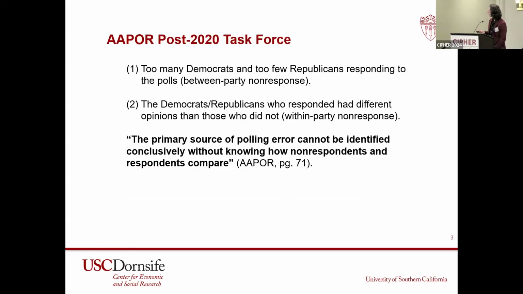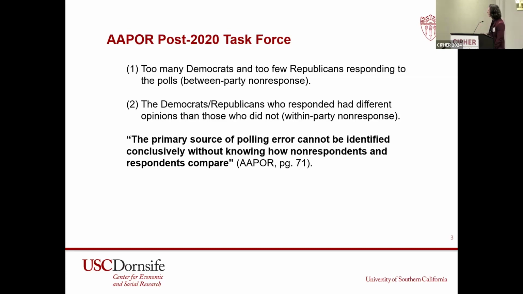Now, AAPOR put together a post-2020 task force to look at reasons why this polling error might have emerged, and they had two explanations that have to do with partisanship. One is simply that we're recruiting too many Democrats and too few Republicans in these polls. The other is that the Democrats and Republicans who are responding have different opinions than those that don't respond. But as they note, the source of this polling error can't really be identified without knowing how respondents and non-respondents compare, and we can't ask non-respondents things because they don't respond.